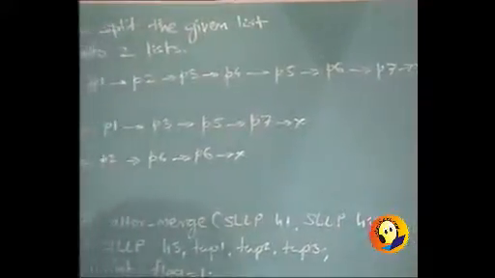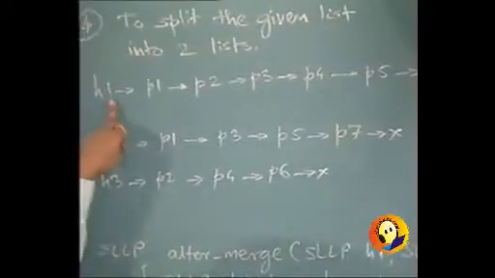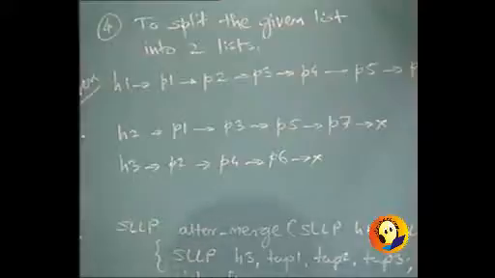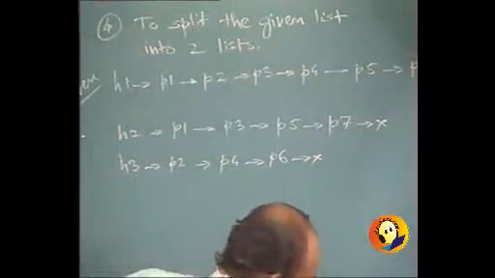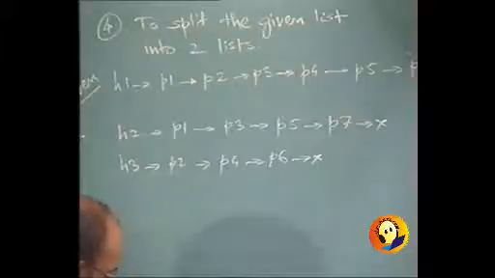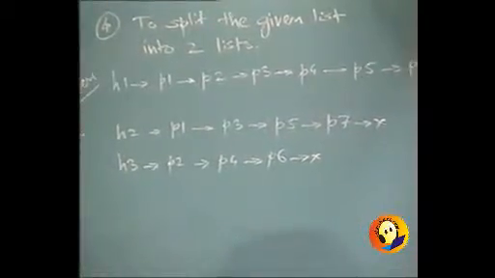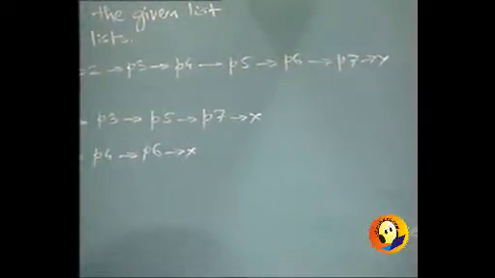The next job is exactly opposite to what we were doing earlier. You are given a list and that should be split into two lists. You are given one list and you are required to split it into two lists. Take down the example.